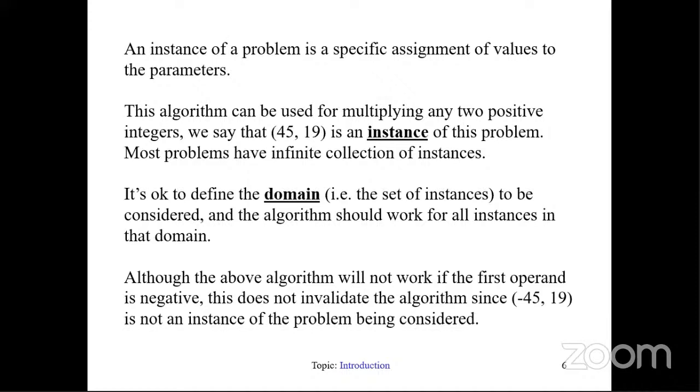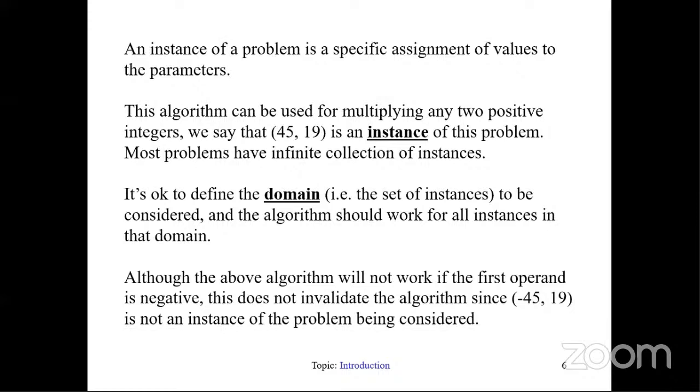So most problems have an infinite collection of instances. You could say this is an example of the type of problems. So when we say you have an instance of a problem, it means that if you have a particular value, other values that satisfy the conditions of the earlier value can be termed an instance of that problem. Therefore, we can define the domain of that problem as the set of all instances that are suitable for that problem.